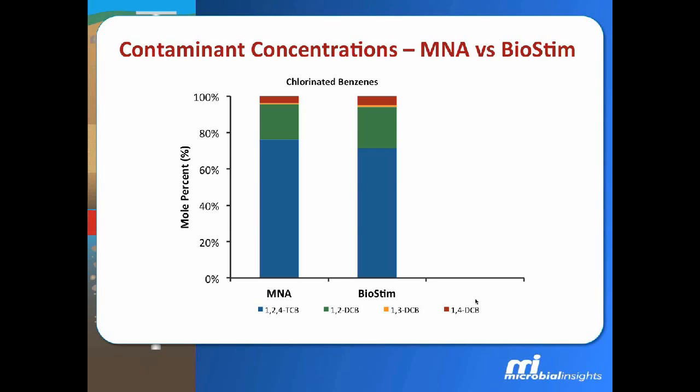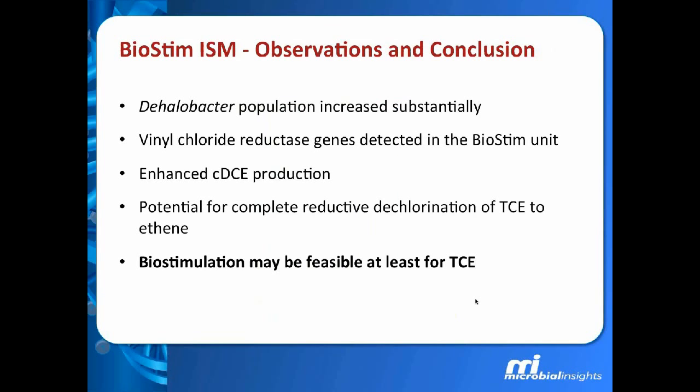In this case, the primary difference in concentrations between the M&A unit was in the 1,2-dichlorobenzene rather than the typical products for the 1,2,4-trichlorobenzene dechlorination. So in terms of enhanced trichlorobenzene biodegradation, it's happening perhaps, but it's certainly less conclusive than what we saw for TCE.